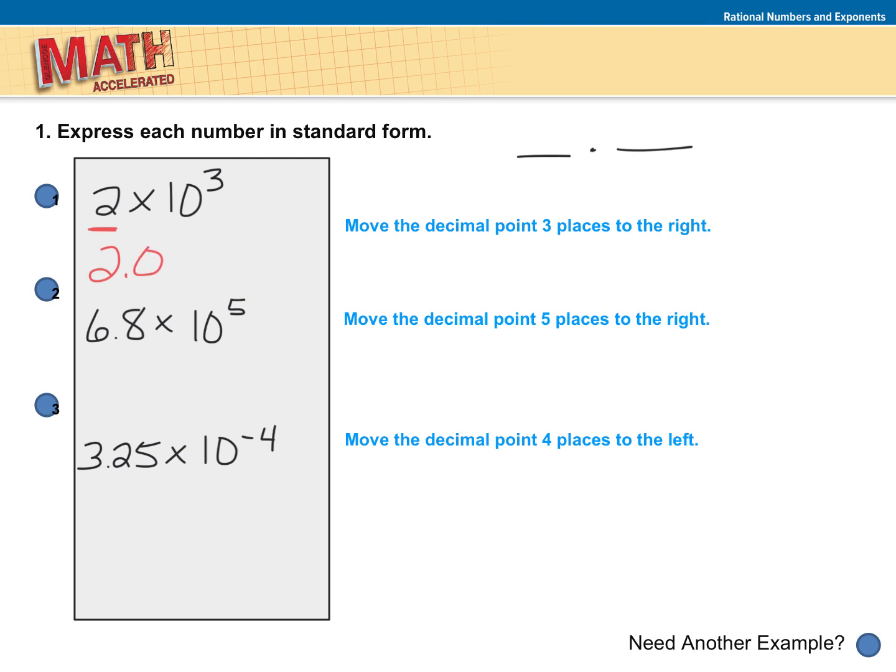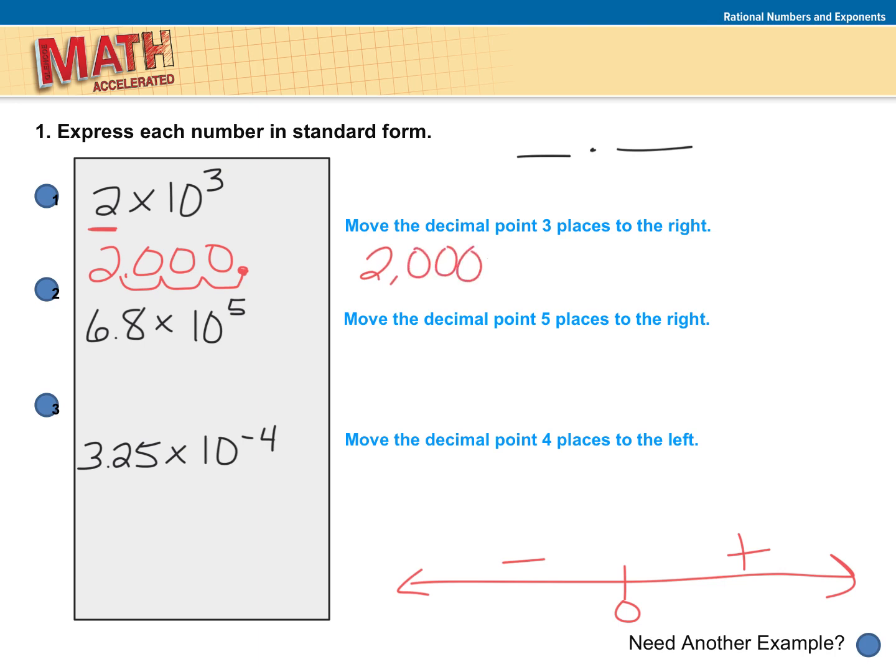Now, it says times 10 to the third. What direction do I need to go, left or right? Right. Think of a number line. We have zero, we have negatives over here, we have positives over here. The exponent's positive, so we want to move in the positive direction. So we want to go 3 to the right. 1, 2, 3. My decimal's now over here. I need to fill those empty spots with zeros, because now we have 2,000. That's 2 times 10 to the third is 2,000.